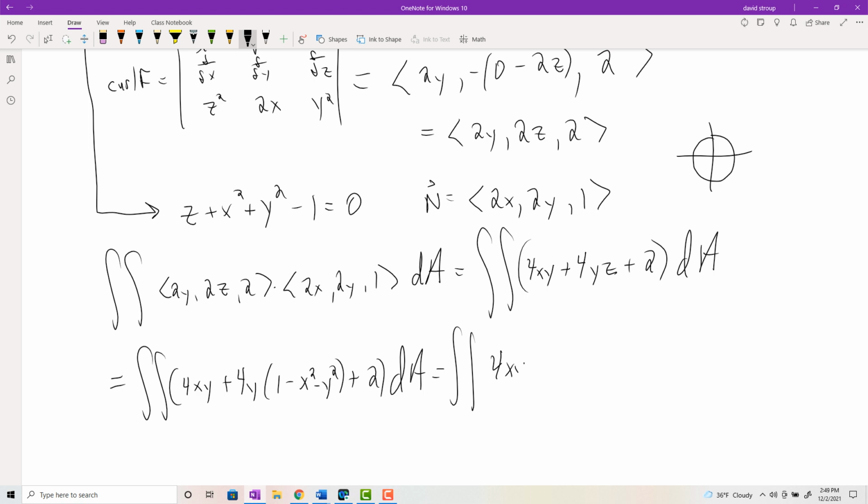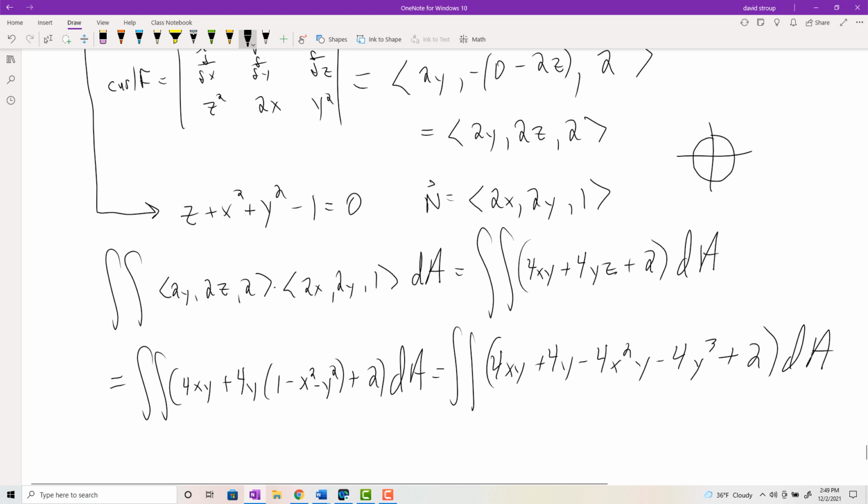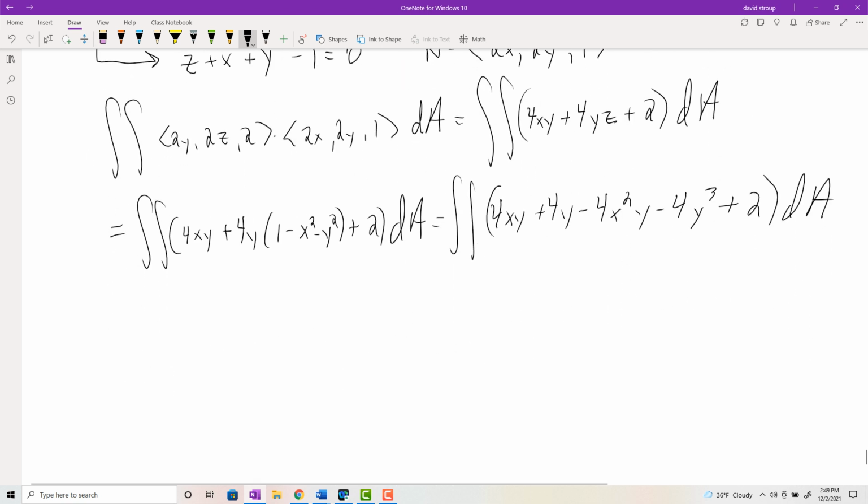So this will be 4xy plus 4y minus 4x squared y minus 4y cubed plus 2 dA. I mean, even going polar here would be a nightmare, so I'm not going to bother. I'm just going to do dy dx and go from negative square root of 1 minus x squared to square root of 1 minus x squared, because there's so much symmetry here with the powers that it's going to work out. Just trust me. Okay, and then I'm going from -1 to 1 on the x-axis.